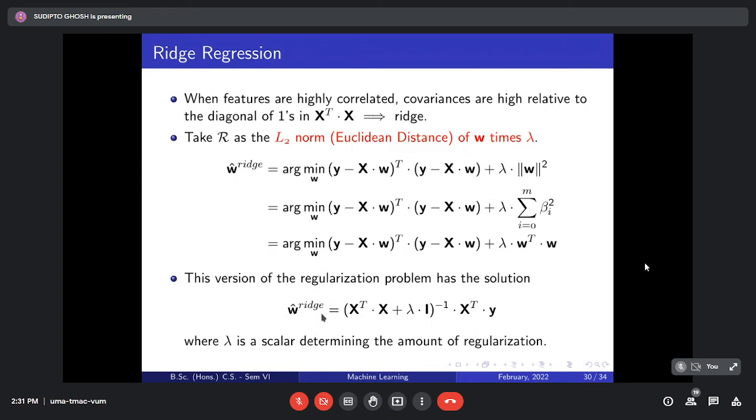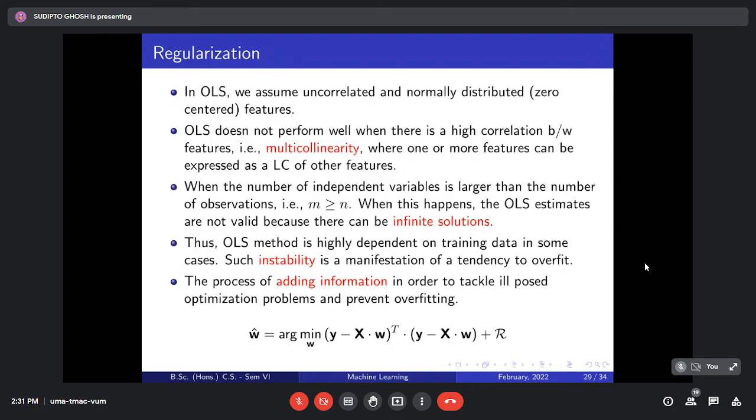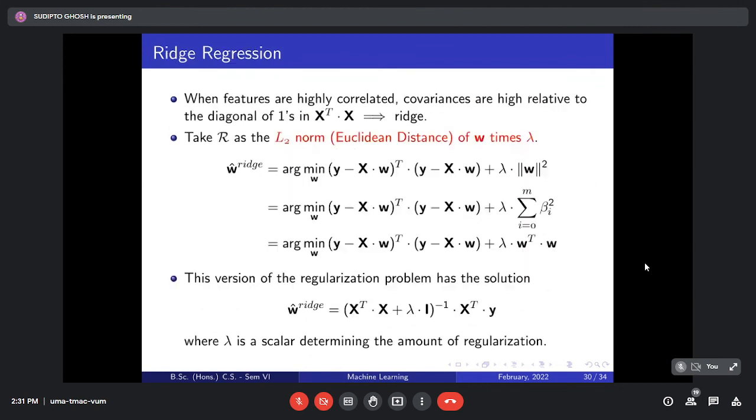It is just a small addition to ordinary least squares, and then we come up with this updated solution. What it does is make the parameters very small, something called shrinking. It shrinks the parameters so that all the different problems that happened with OLS, the ordinary least squares, do not happen with this particular model.